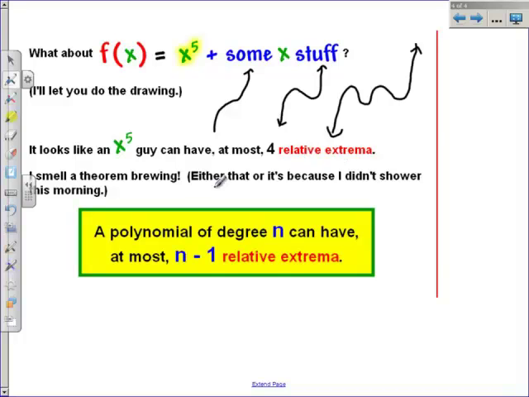So this little theorem here says that a polynomial of degree n can have at most n minus 1 relative extrema. So if you can figure out the degree of the polynomial, then one number less than that is the maximum number of turns. It doesn't have to turn that many times, but it can only turn that as a maximum.